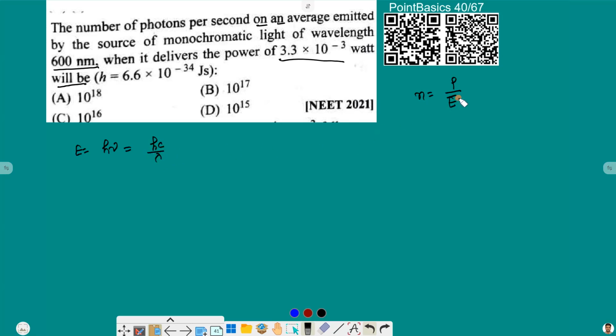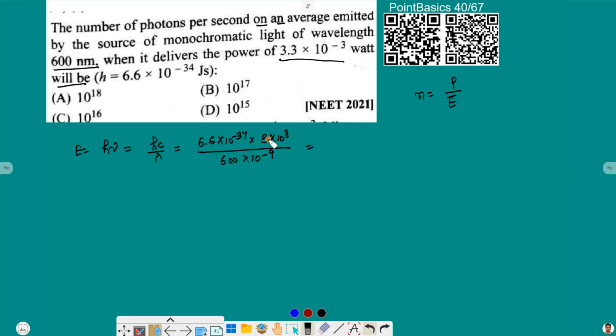Here energy has to be in joules, so we cannot directly put hc is equal to 1240 electron volt nanometer, because we would have to convert it again, so we will substitute the original values. h is given as 6.6 into 10 to the power minus 34, c is 3 into 10 to the power 8, divided by lambda, that is 600 nanometer, so 600 into 10 to the power minus 9.